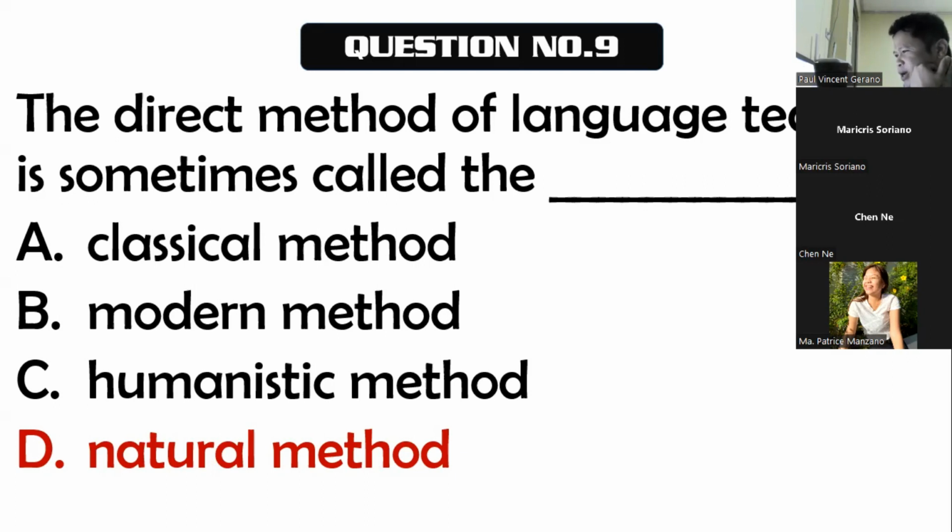Next question. What is the opposite of the direct method? Kasi sa direct method, your L1 is never used, right? So what is the opposite? Grammar translation, Crystal is correct. Kasi sa grammar translation, L1 is used, tinatranslate mo nga eh. Your L1 is translated to your L2 or your target language. Sa direct method, hindi ginagamit ang L1. So they are opposites.